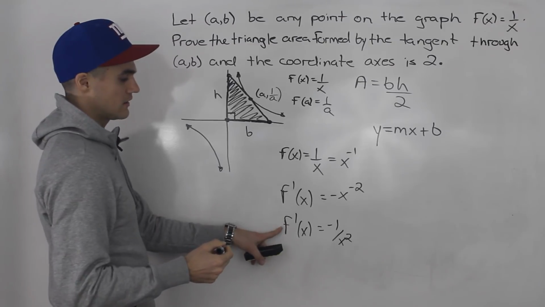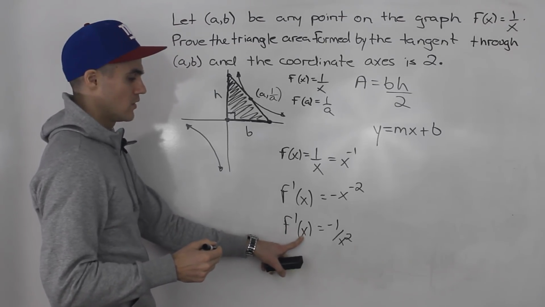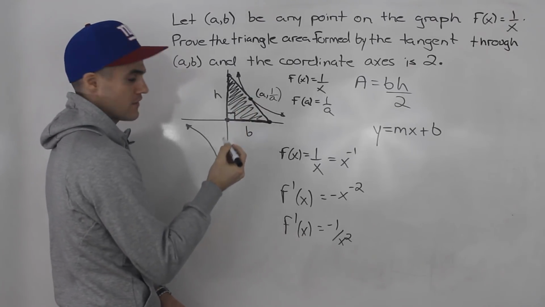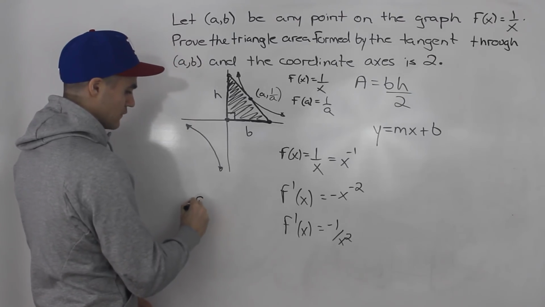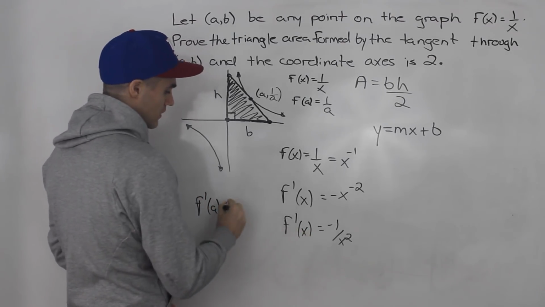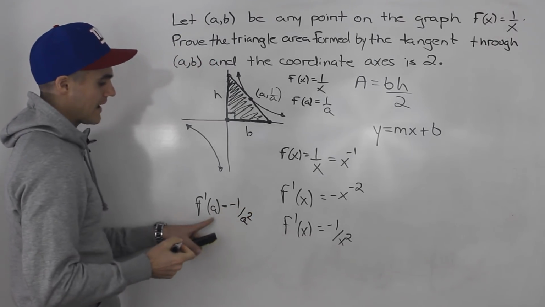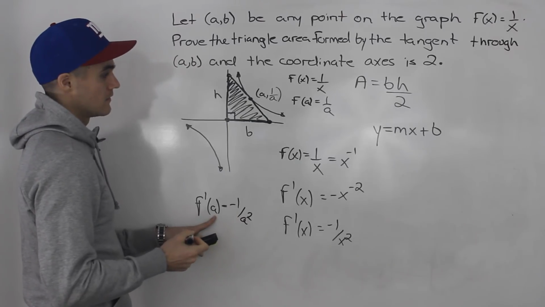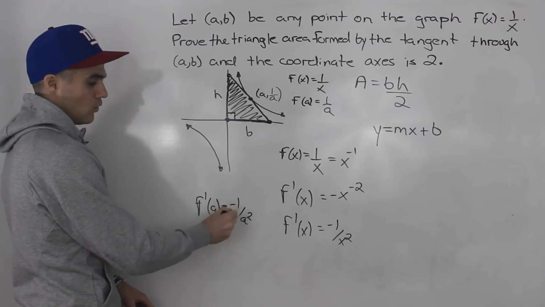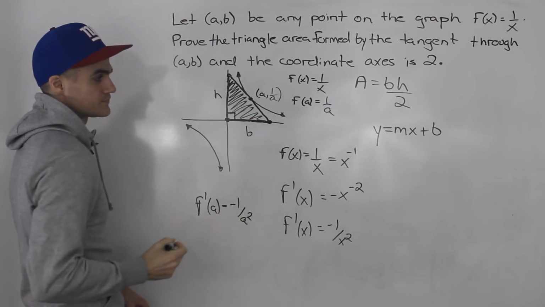So this here gives us the slope of the tangent at any x value. Well, we want the slope of the tangent at this x value of a. So we know f prime of a, if we plug in a for the x value in the derivative, will just be negative 1 over a squared. So for any x value a, the slope of the tangent line is just going to be negative 1 over a squared, right?